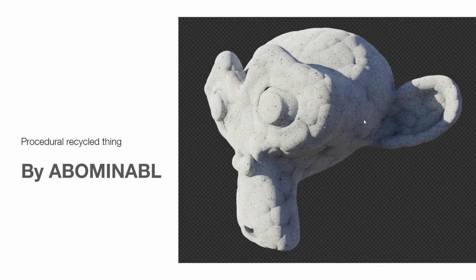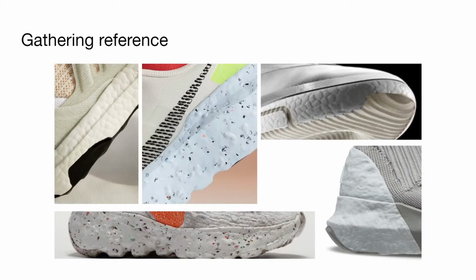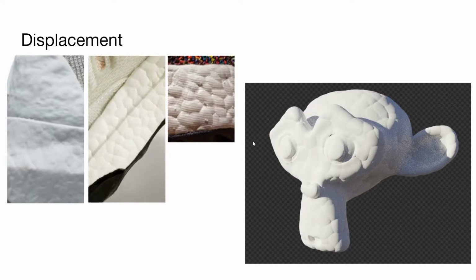So let's see the steps that we're going to go through. The first one is going to be having some reference. As you can see, we are going to use this as a displacement reference, this as a texture, etc. We're going to break it down into simple steps. The first one is going to be displacement. As you can see, it's rather simple.